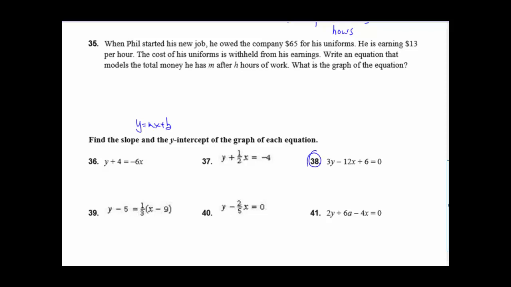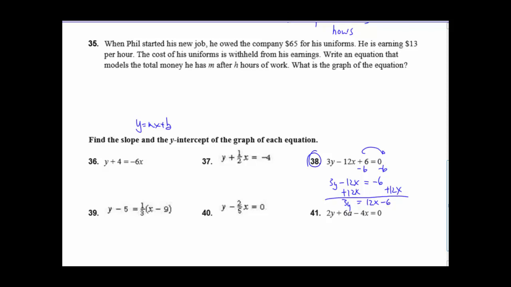If we look at number 38, we need to solve for y. So if we first subtract the 6x over, we're going to get 3y minus 12x equals negative 6. Okay. Now we're going to add the 12x over. Remember, 12x and 6 do not add together. They are not like terms. So we end up getting 3y equals 12x minus 6.